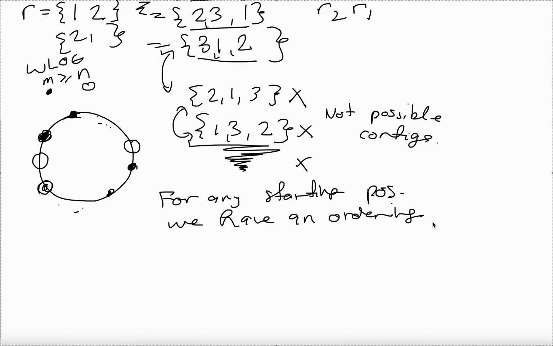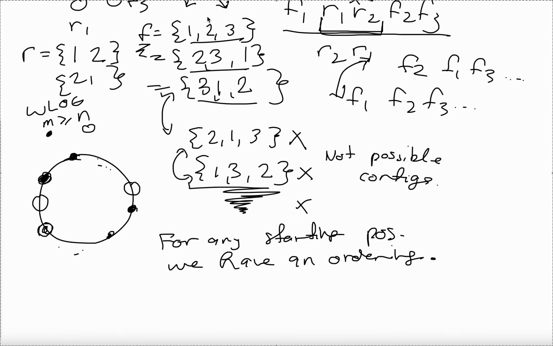So for any starting position, we have an ordering, and that ordering is going to stay the same no matter what. So we're going to have maybe F1, then F2, then F3, and so on, or we could have F2, then F1, then F3, and so on. And these are going to be 2 separate orderings. So it's going to be something like that, and that ordering is going to decide how many possible configurations we could reach. And if we think about it, we can reach pretty much any possible configuration by switches.